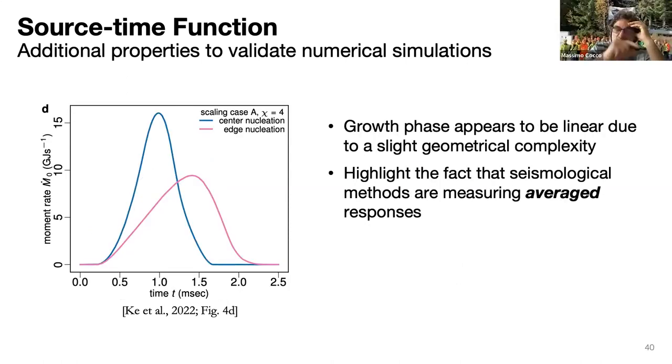Here, if I understand well, when you plot the moment rate, you are referring to the moment rate over the whole fault. Yes. Okay, so how does this behavior change if you look at the slip velocity in each point of the fault?